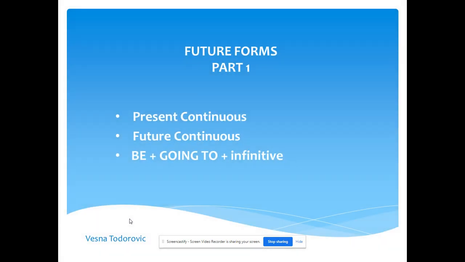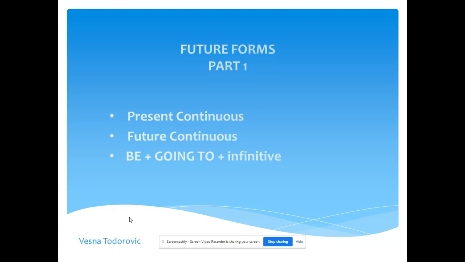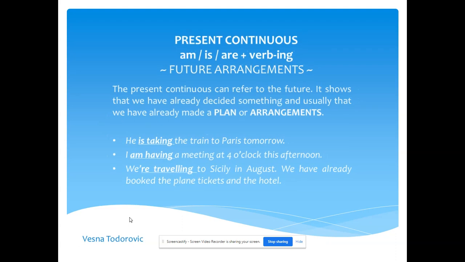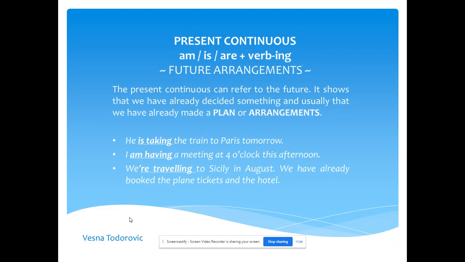And today we are going to talk about future forms, at least some of them. There are a lot of ways to describe future in English language, and today we are going to talk about 3 verb forms which we are going to discuss today, and next time I will prepare other verb forms to be described. So what we are going to talk about today is present continuous, future continuous, the structure be going to plus infinitive. So let's see why and when we use a present continuous for the future.